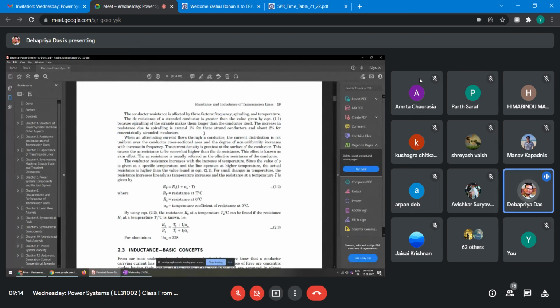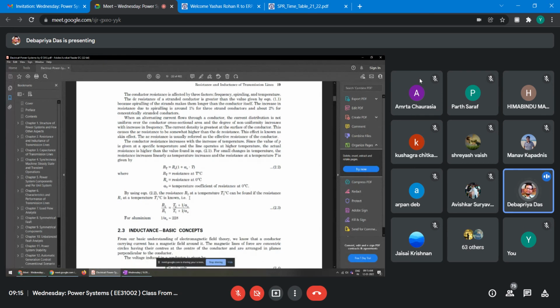Accordingly they see what the resistance is, and generally they use aluminum conductor, steel reinforced. Later we'll see that. And with temperature, this you have studied: alpha 0 is the temperature coefficient of resistance at 0 degrees centigrade, and RT is equal to R0 (1 plus alpha 0 T). This is for resistance, right?